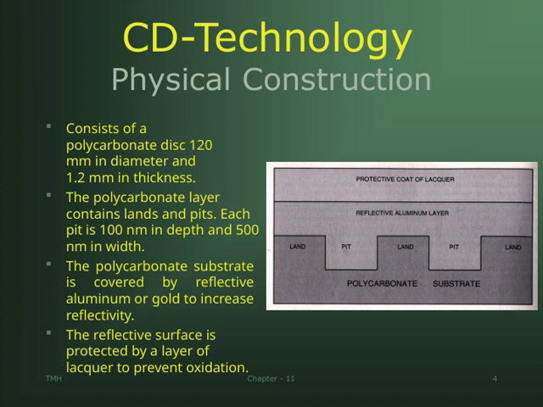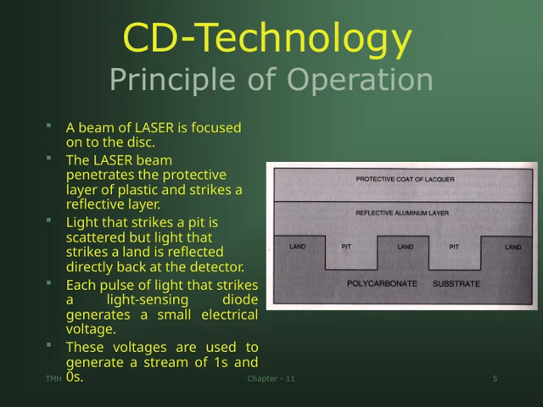This layer plays a crucial role in reflecting the laser beam back to the sensor, allowing the data to be read accurately. To protect this reflective surface from oxidation and damage, a layer of lacquer is applied over it. All these elements work together to ensure the CD's durability and functionality. This physical construction is fundamental because it underpins how data is stored, protected, and ultimately retrieved during playback. Understanding this helps us appreciate the engineering behind what might seem like a simple disk, but is actually a highly precise data storage medium.